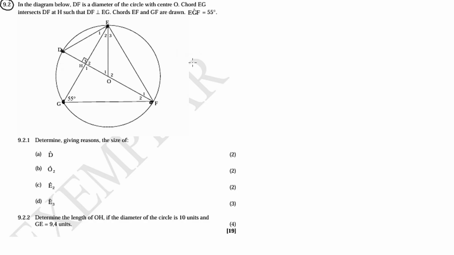9.2.1. Determine the size of the following angles. Angle D. We want to answer A. D is equal to 55 degrees, because angles in the same segment are equal.